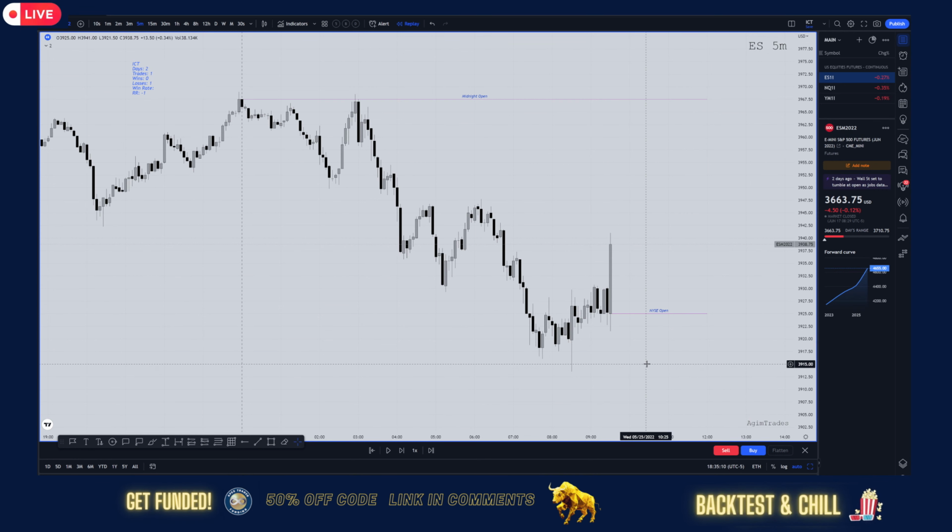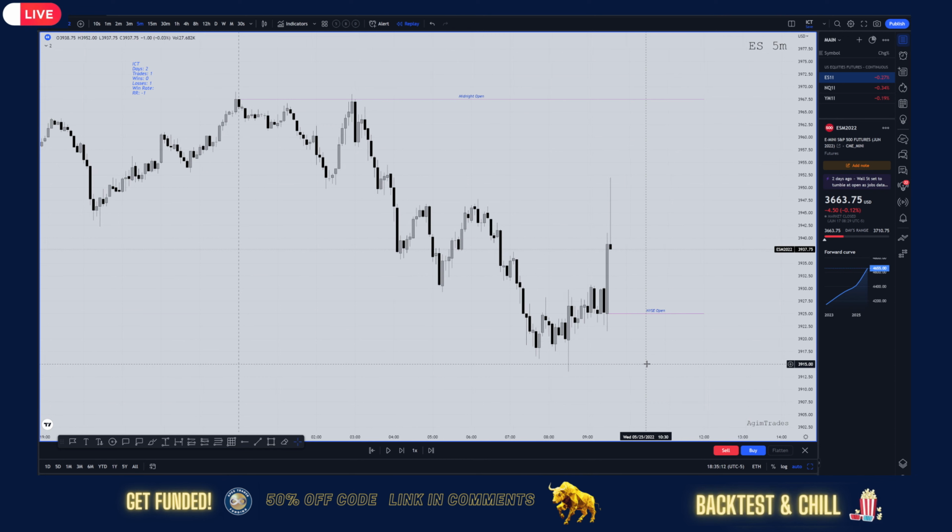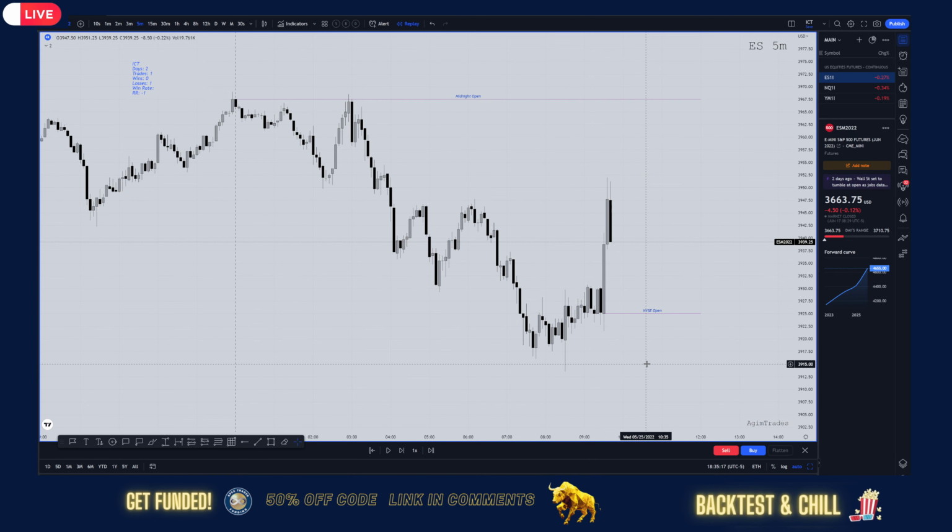All right, let's leave the 5-minute. Okay, we have gap price. So we purged out this internal range low prior to the open. We had a market structure shift to the upside. We have a fair value gap on the 5-minute here.